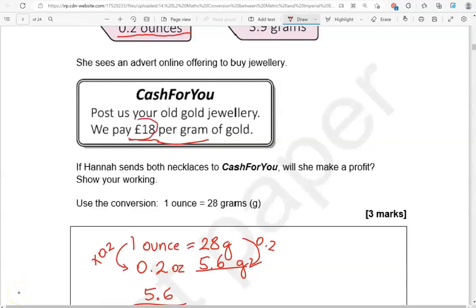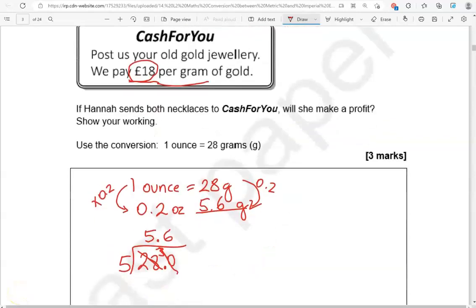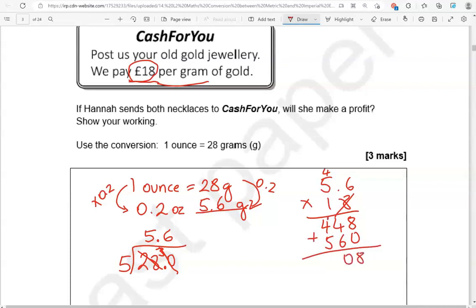They pay £18 per gram, so if we multiply 5.6 by 18, that should give us how much they would pay for the first necklace. So 8 times 6 is 48. 8 down, 4 carried over. 8 times 5 is 40, and therefore that is 44. Putting a 0 down, 1 times 6 is 6, and 1 times 5 is 5. Adding these two, 8 and 0 is 8, 4 and 6 is 10, so 0 down, 1 carried over. 4 and 5 is 9, and the 1 is 10.